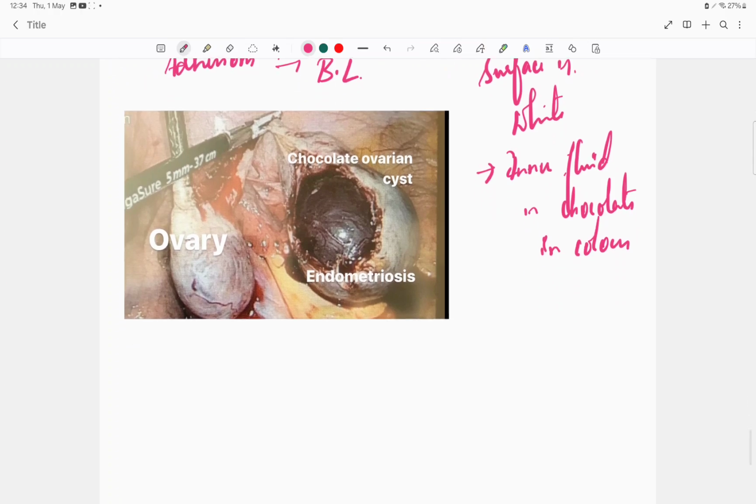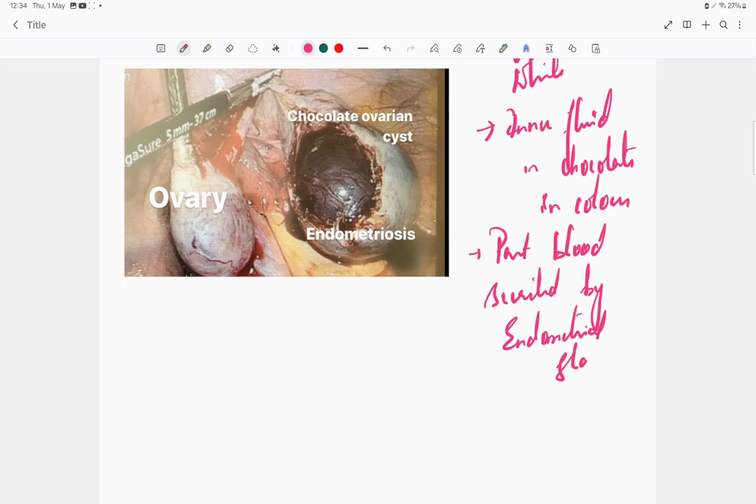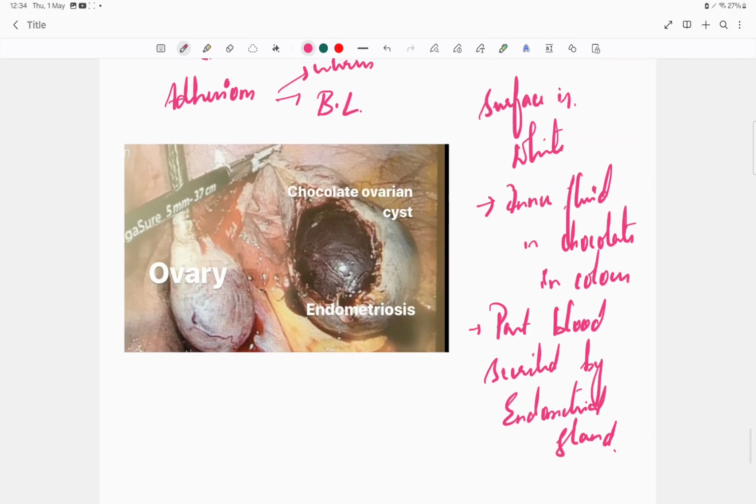So why does the fluid appear chocolate in color? It's old, past blood secreted by, obviously, endometrial glands. So the chocolate-colored fluid is seen.